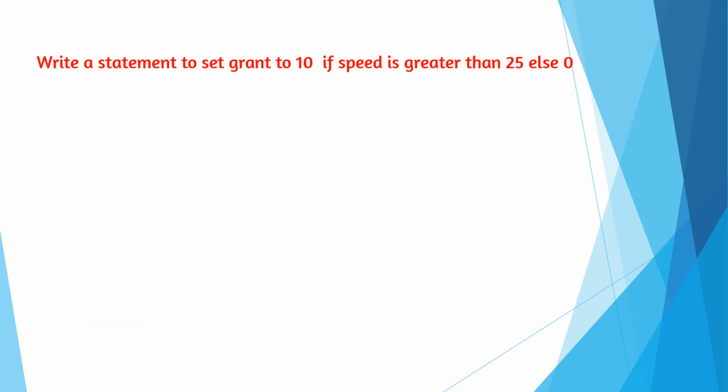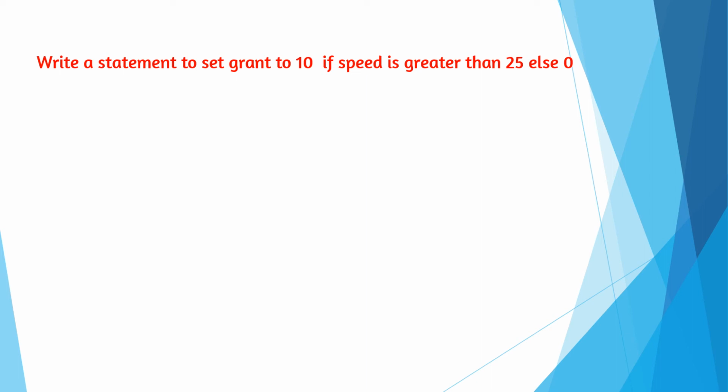The second type of question that comes in the ternary operator in the board exam is: write the statement of the ternary operator. Here we can take 2-3 questions which were asked in the board exam as examples. The first question is: write a statement to set grand to 10 if speed is greater than 25, else 0.